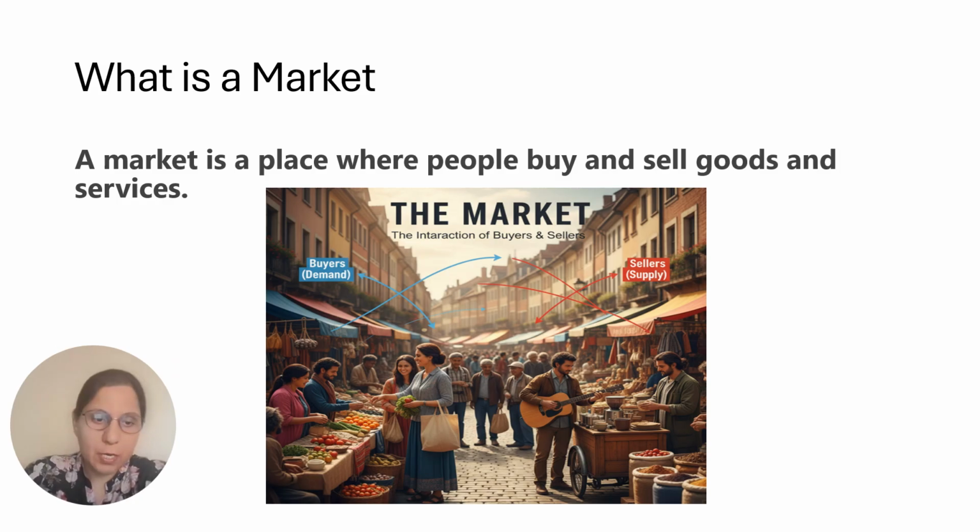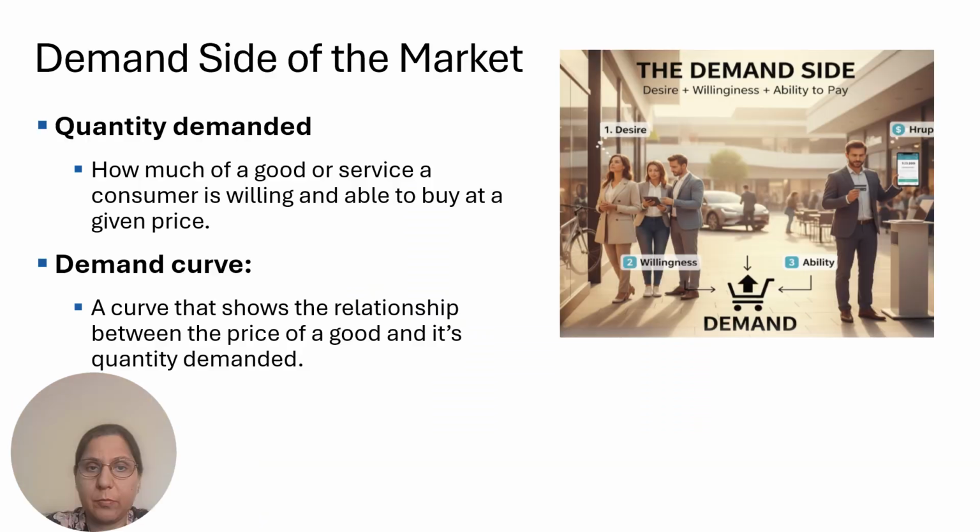Now, what is a market? A market is simply a place where buyers and sellers interact with each other. Buyers buy goods and services, sellers sell goods and services. The two major participants of the market are the buyers, the households, and the sellers, the firms, right? Now today we are going to look at the buyer's side, who demand goods and services.